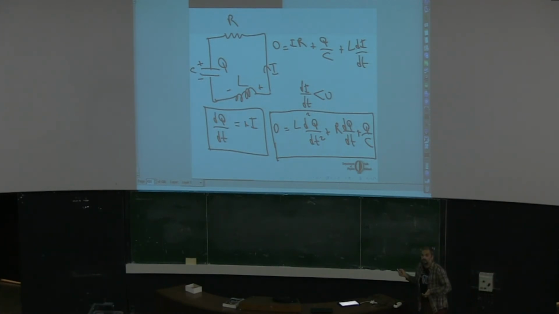Now, we can do it the other way around. If we assume that di by dt is positive, that is, for some reason, the current is increasing at this instant, then this inductor will try to prevent that. It will try to run a current in the opposite direction. So this side will behave like the positive terminal of a battery, and the other side will behave like the negative terminal of a battery.